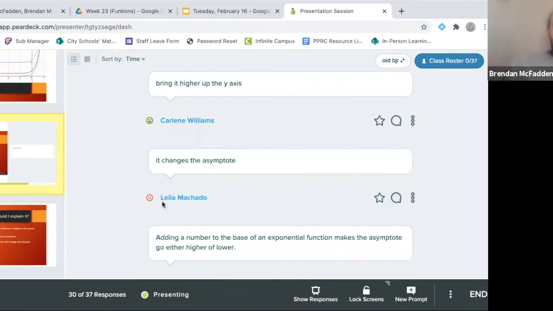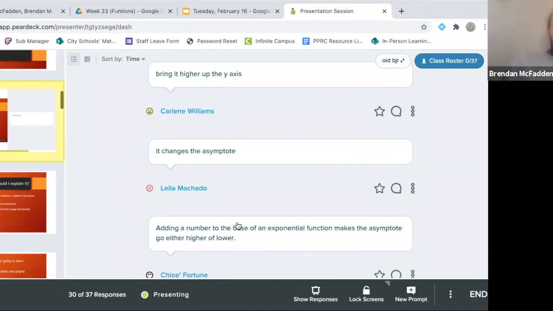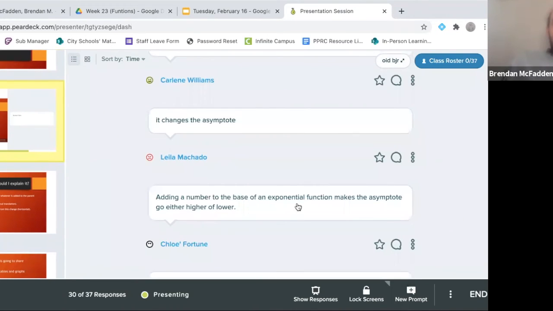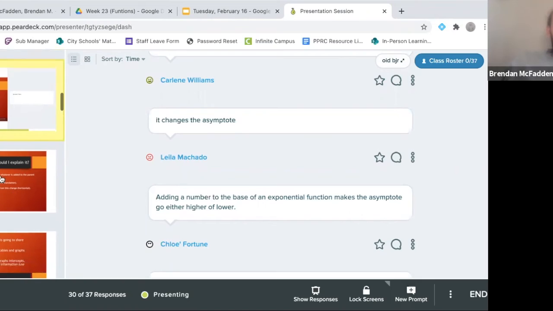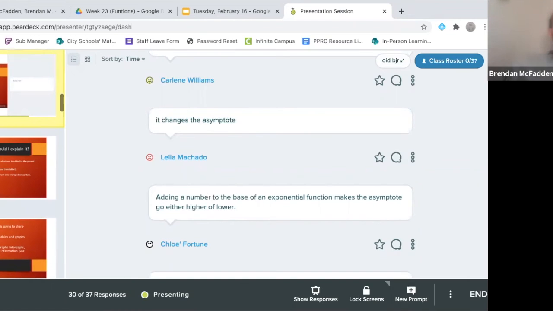And again, it changes the asymptote. Adding a number to the base of an exponential function makes the asymptote either go higher or lower. Yeah, that was a great response, Chloe. So definitely some great ones there. Make sure you're more specific. What changes with the asymptote? What changes with the y-intercept? Is there any stretching or shrinking? Or is there a translation that goes horizontally or vertically? Make sure you're a little bit more specific. All of those are great so far, though.